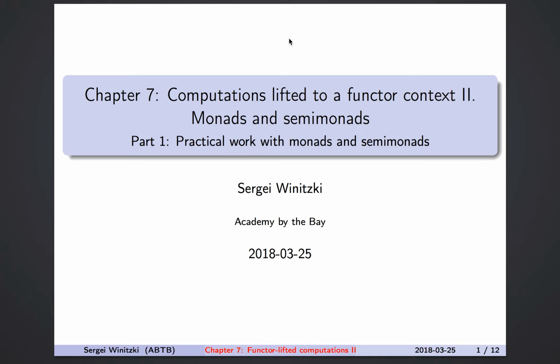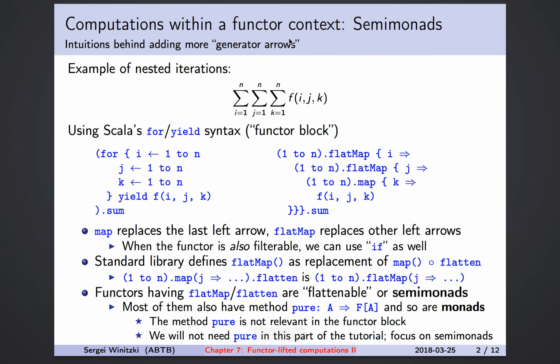In this part of the tutorial, I will talk about monads and semimonads. This continues the consideration of how we can do computations in a functor context, or in Scala, the functor block or the for-yield block. In this part, I will concentrate on practical issues. The first example we will use is this computation.